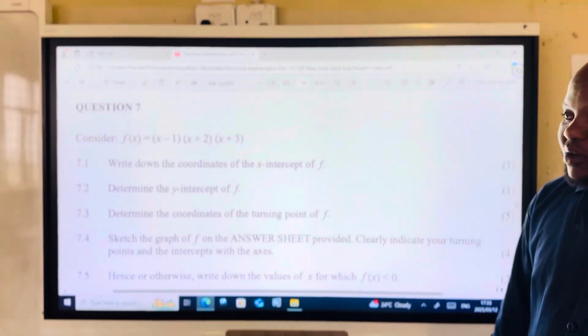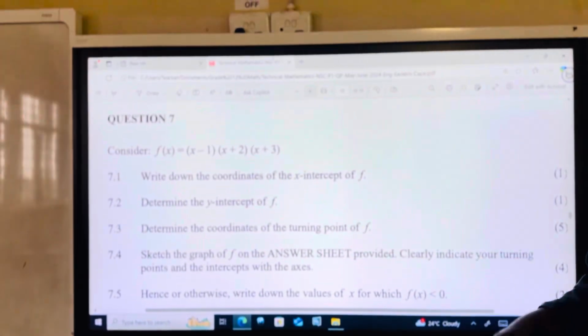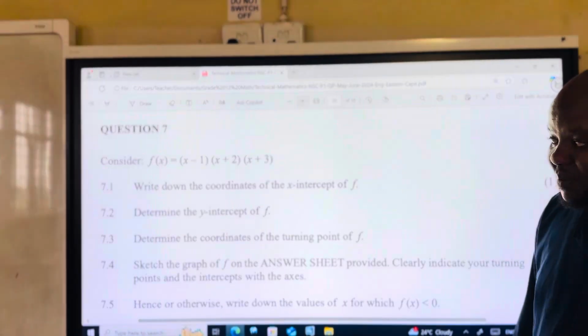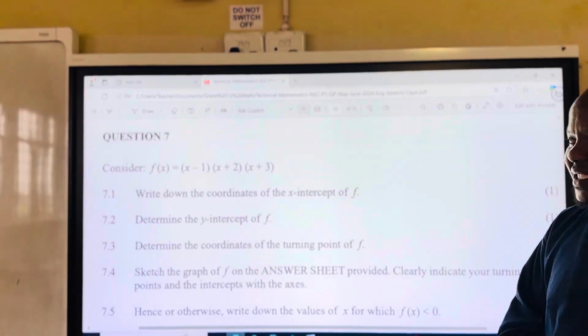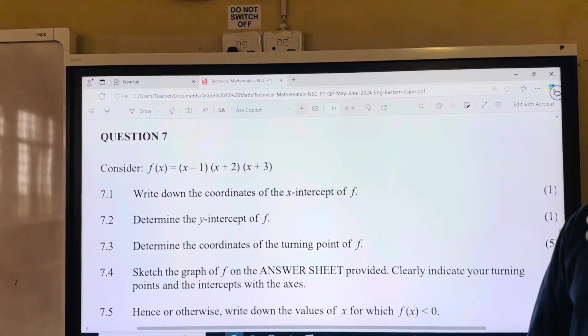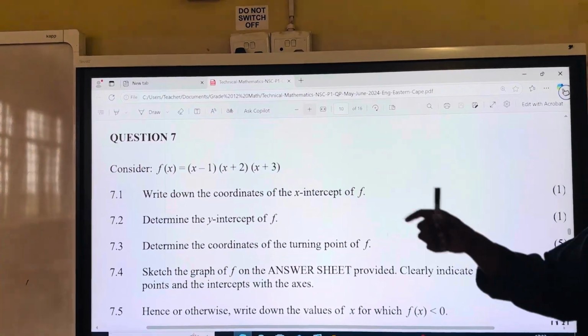So what are we doing now? We are doing calculus now, which is question number 7 of technical maths paper 1. We are dealing with turning points, x-intercept, synthetic division, and so on. Thank you very much. But now, this one we are given what?